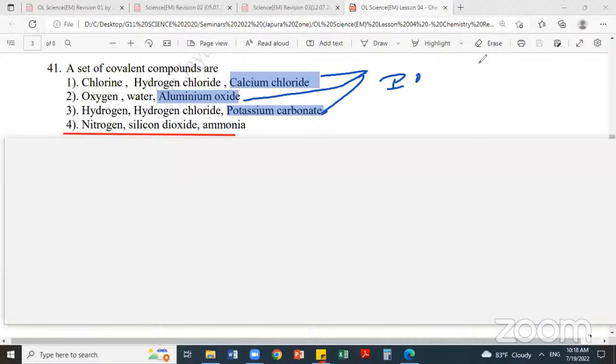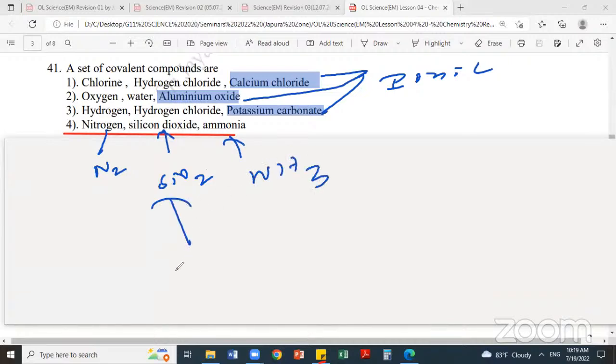Not covalent. But this one, silicon, you can look at here. Nitrogen is N2, covalent. Silicon dioxide SiO2, covalent. Ammonia NH3, covalent. But this is a covalent lattice. Silicon dioxide is silica, a covalent lattice.